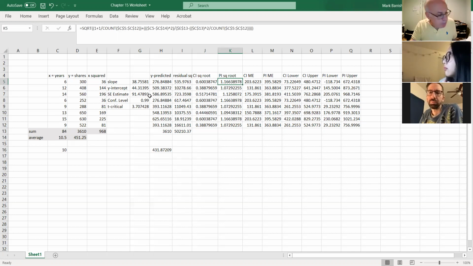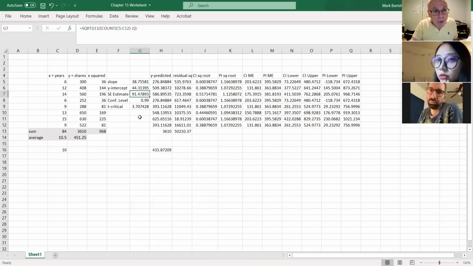If you look at the formula in your textbook, it has s times that square root, which has the 1 plus inside for the prediction interval. So this is the square root for the prediction interval. This number times 91.47893 would be the standard error for the prediction interval. And then if you multiply it by the critical value, you get your margin of error.